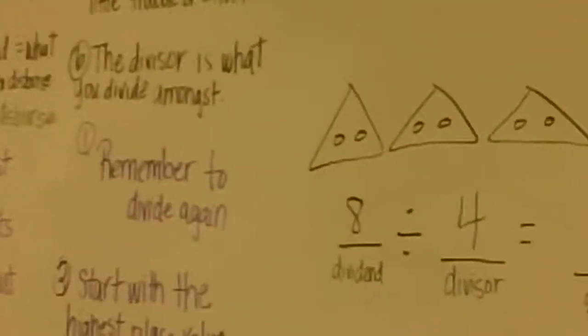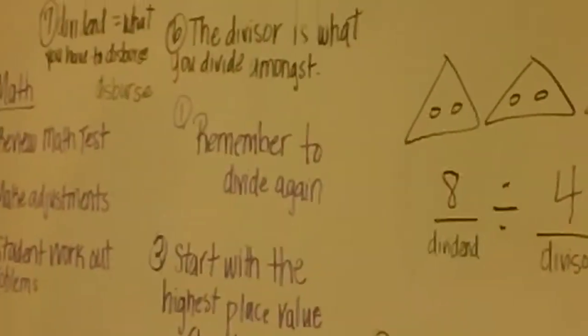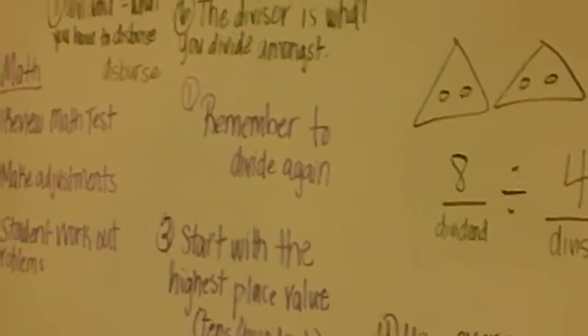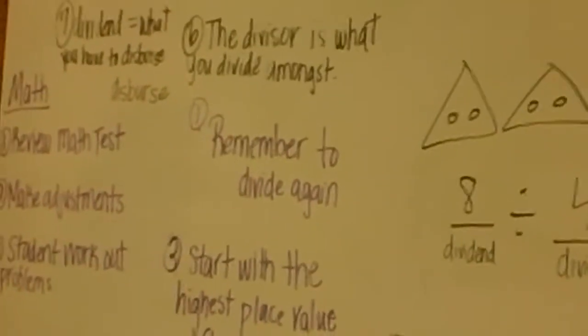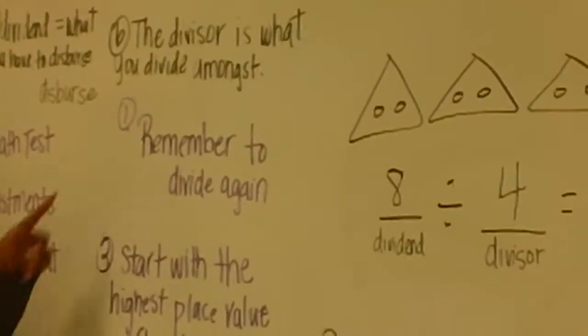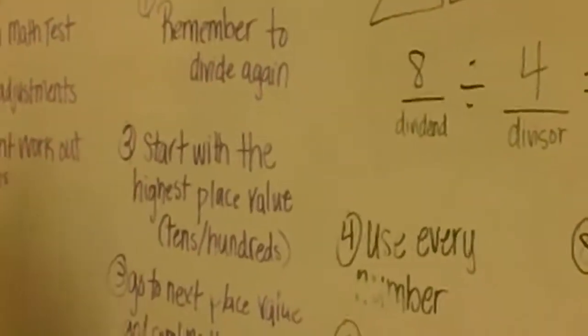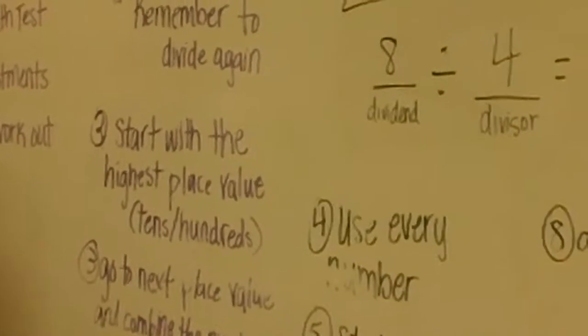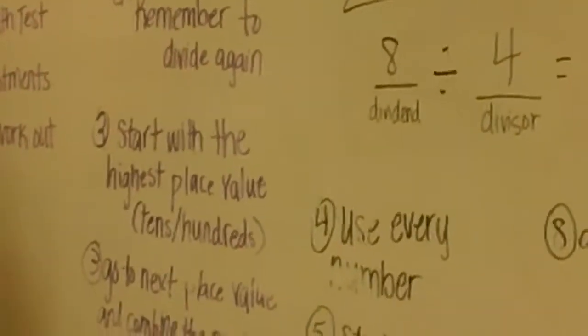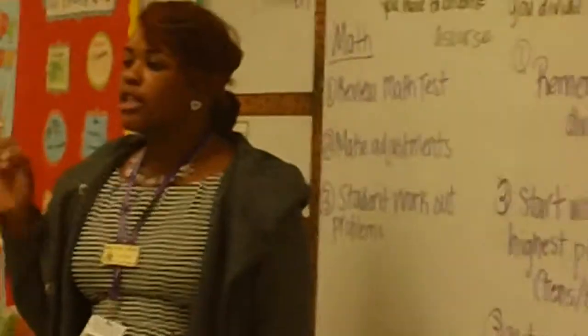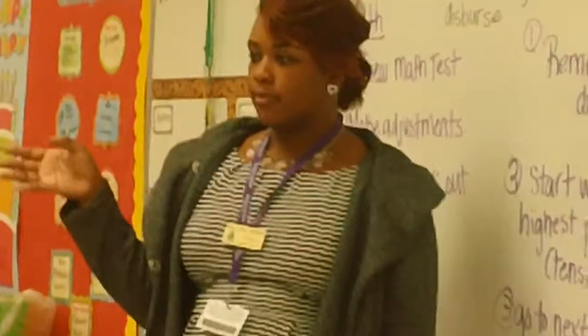Do we have any questions? So what's our number 1 rule when we're dividing? Remember to divide again. When we bring down our number, remember to go back and divide it again. And if that number can't go into it, what do we put at the top? 0. We don't leave it blank, because that skews your answer.